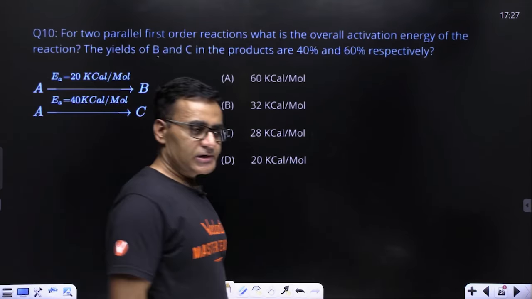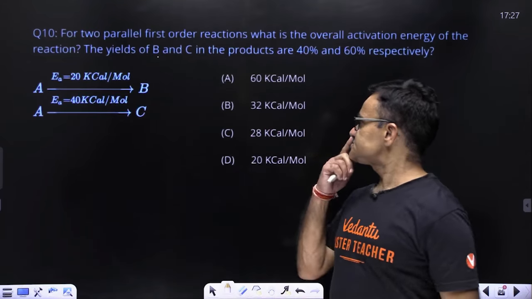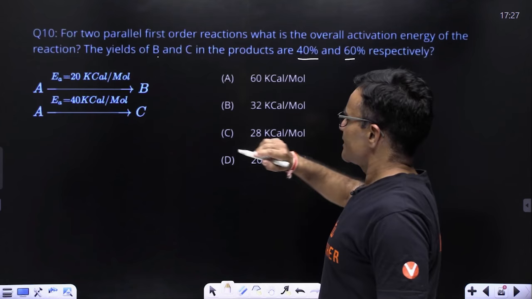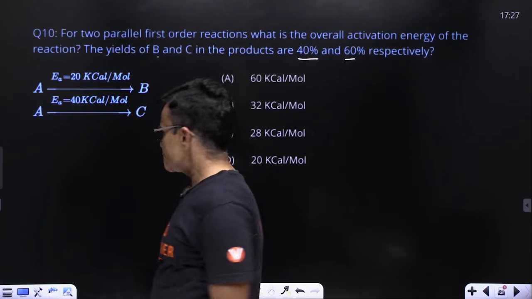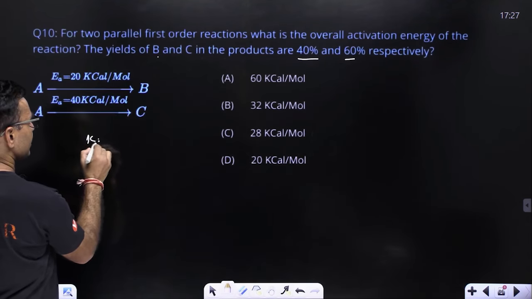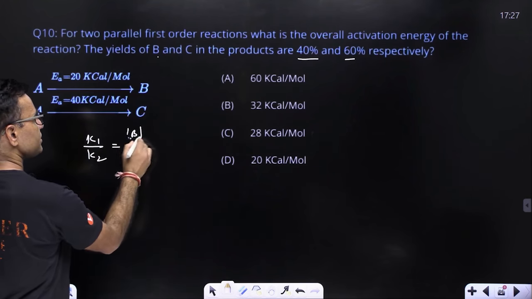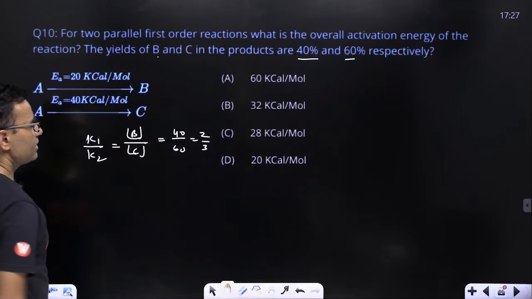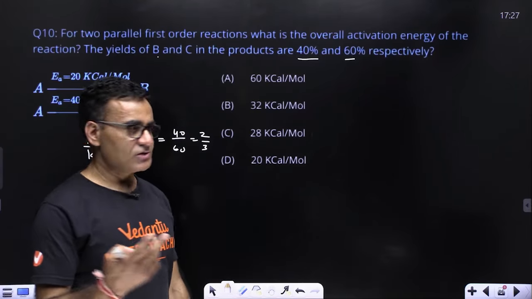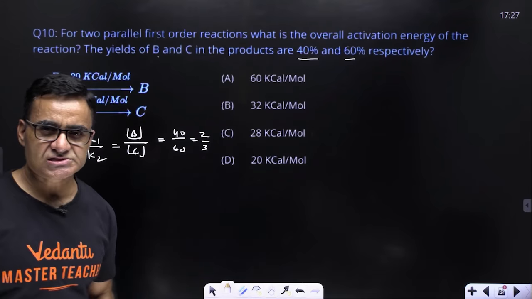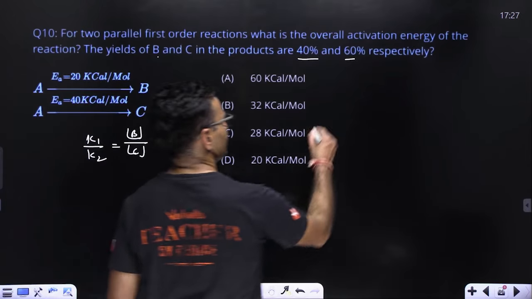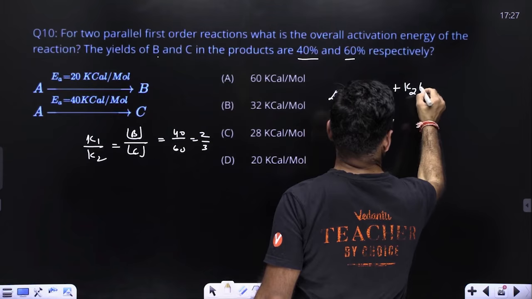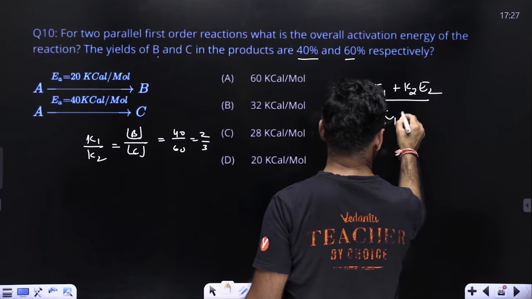Another question of chemical kinetics. Chemical kinetics में दो पैरेलल रिएक्शंस हैं और उनका एक्टिवेशन एनर्जी दिया हुआ है और इनके प्रोडक्ट का परसेंटेज दिया हुआ है। पैरेलल रिएक्शन में हम सब जानते हैं कि जो इनके रेट कांस्टेंट K1/K2 का रेशियो होता है वो कॉन्सेंट्रेशन ऑफ B और C के रेशियो के इक्वल होता है, तो 4/60 यानी कि 2/3। ऑलराइट, सो K1 and K2 का रेशियो विल बी 2/3 एंड in parallel reactions if you need to calculate overall activation energy is always equal to K1E1 plus K2E2 upon K1 plus K2.